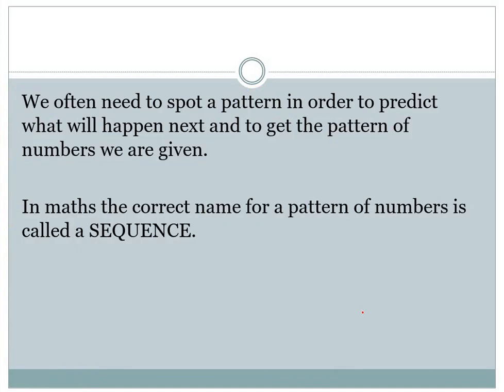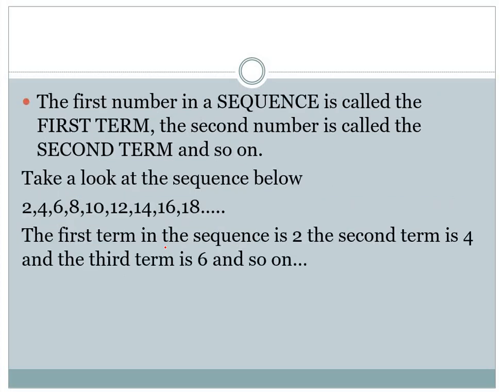So in maths, we often need to spot the pattern in order to predict what will happen next and to get the pattern of numbers we are given. In maths, when a pattern is well arranged, it is called a sequence. Or in maths, the correct name for a pattern of numbers is called a sequence. So when a set of numbers are arranged, we call them a sequence.